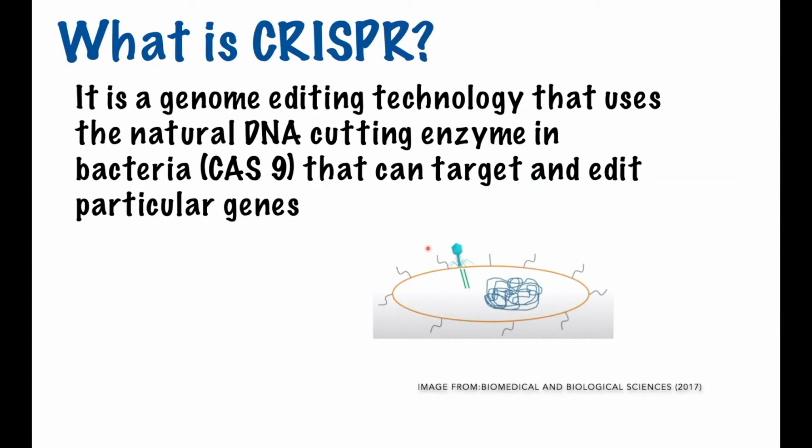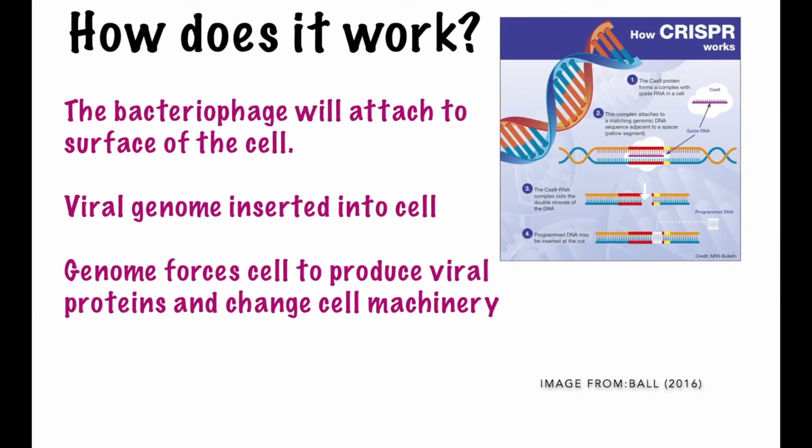In order to change a DNA sequence, in other words, edit a genomic sequence, two things are needed, which are a DNA sequence domain and a nuclease, which has the capability of creating a double break in a specific location in the DNA sequence. The CRISPR locus are short repeats of DNA and are usually 28 to 37 base pairs. There is also spacer DNA that is usually 32 to 38 base pairs that is between each repeat and is regular. CRISPR is a genome editing technology that uses the natural DNA cutting enzyme in bacteria called Cas9, CRISPR-associated protein 9, that can target and edit particular genes.